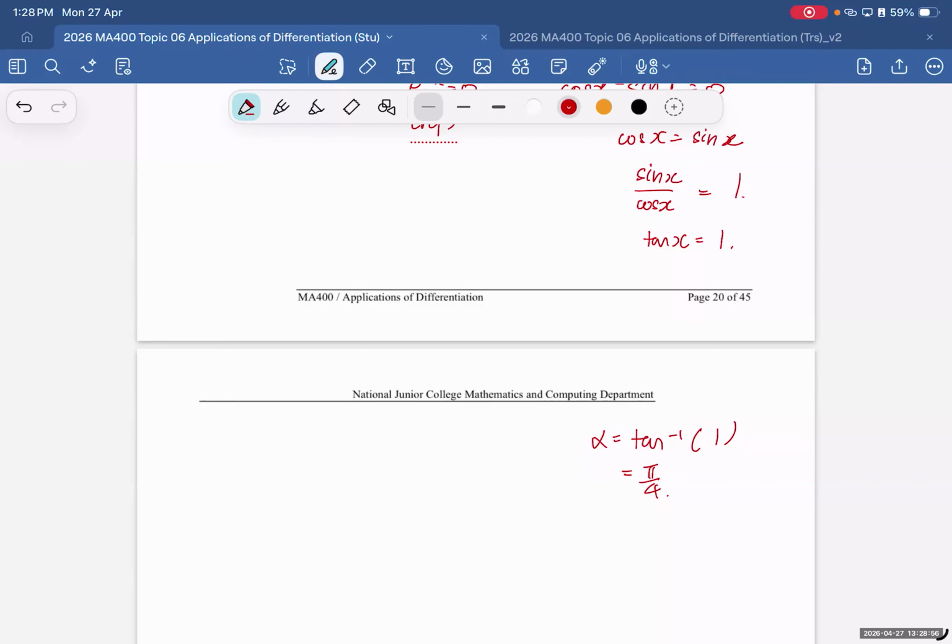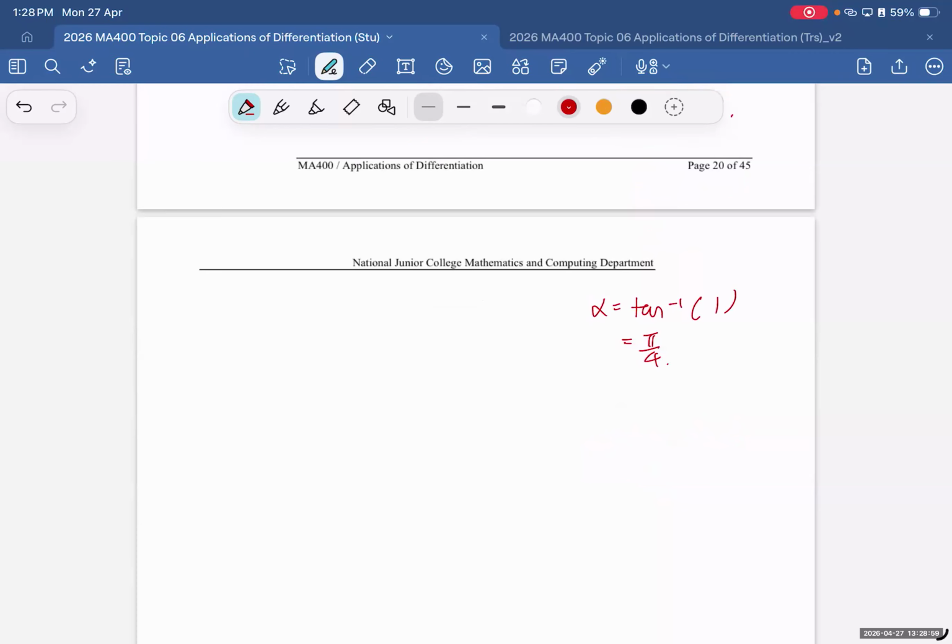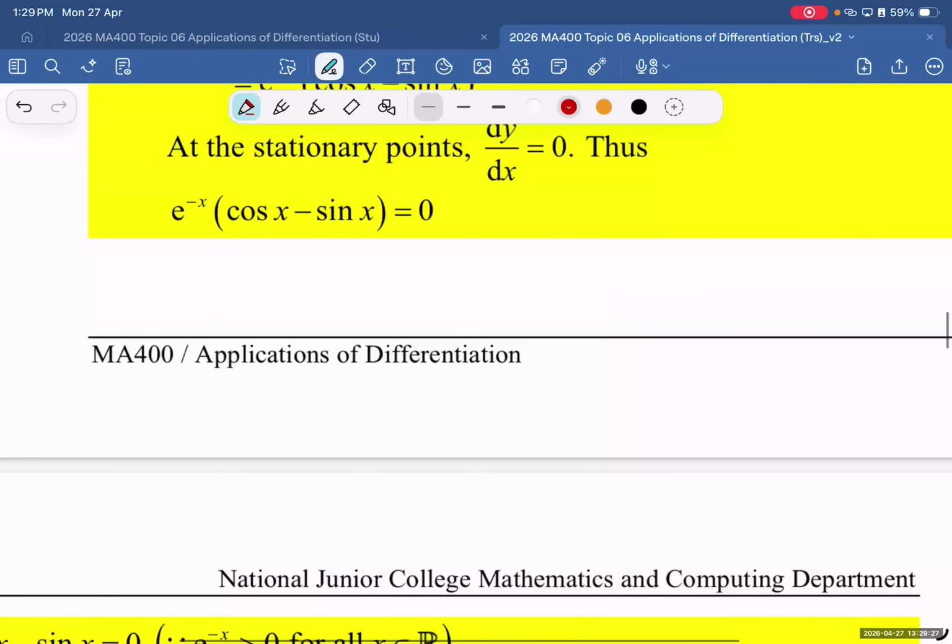Then after that, there can be two answers. The answers x can be pi/4 or negative 3 pi/4. Then you do your first derivative test. For pi/4, you substitute. The numerical value is about 0.785, about 0.78.